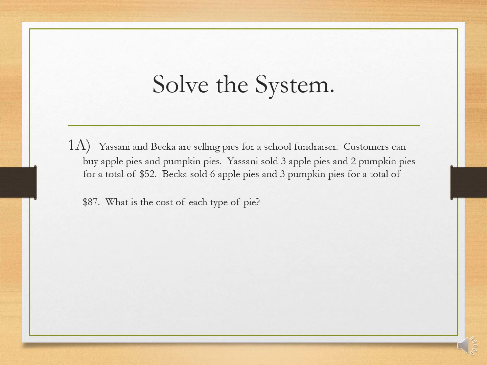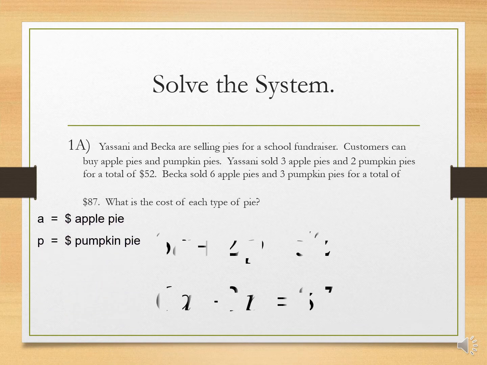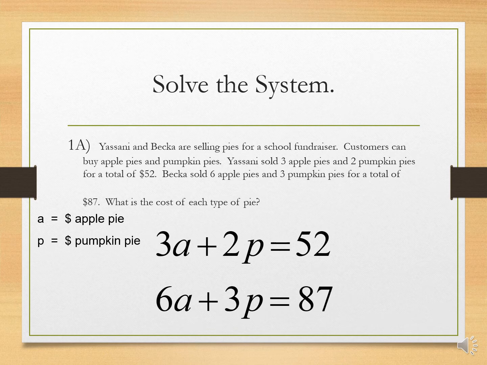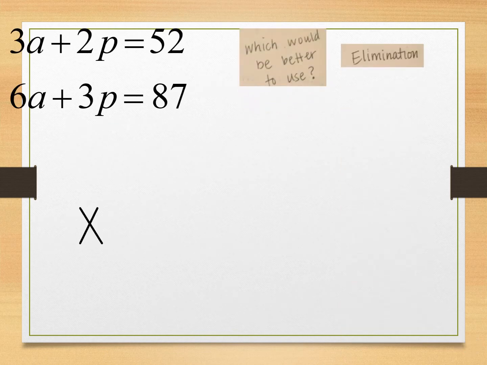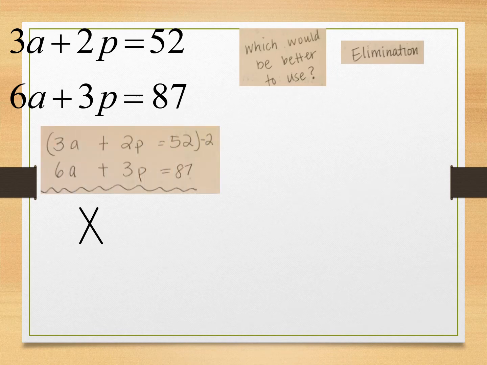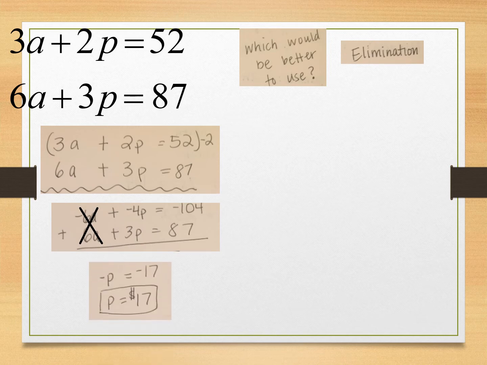Because we're doing a system, you are going to put those two together and decide if you want to do substitution or elimination. Doesn't matter which one. Sometimes it's going to be easier to do one or the other. So I would choose elimination here and multiply the top one by -2 so that my A's cancel out, and I would get negative P equals -17, or P equals $17.